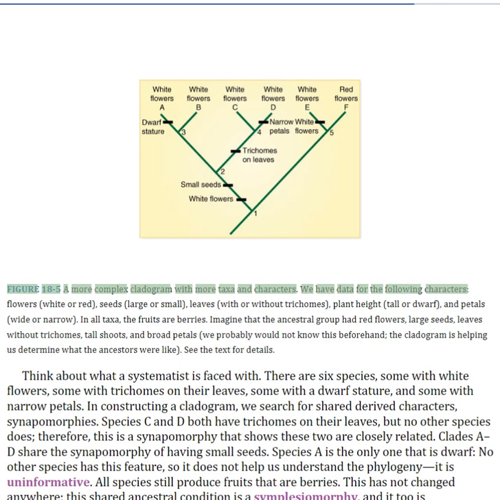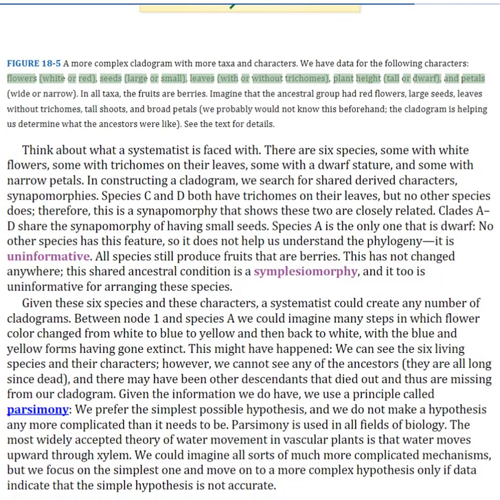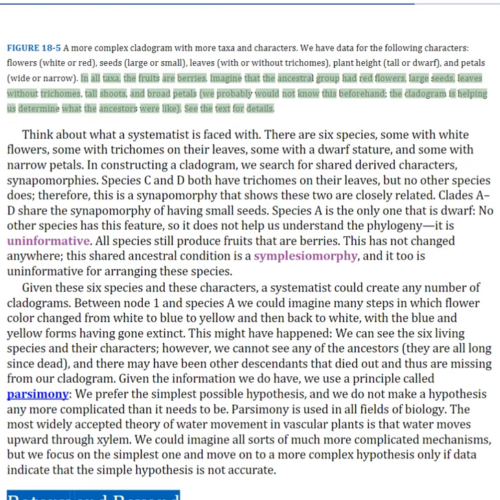Figure 18.5 is a more complex cladogram with more taxa and characters. We have data for the following characters: flowers, seeds, leaves, plant height, and petals. In all taxa, the fruits are berries. Imagine that the ancestral group had red flowers, large seeds, leaves without trichomes, tall shoots, and broad petals. See the text for details.